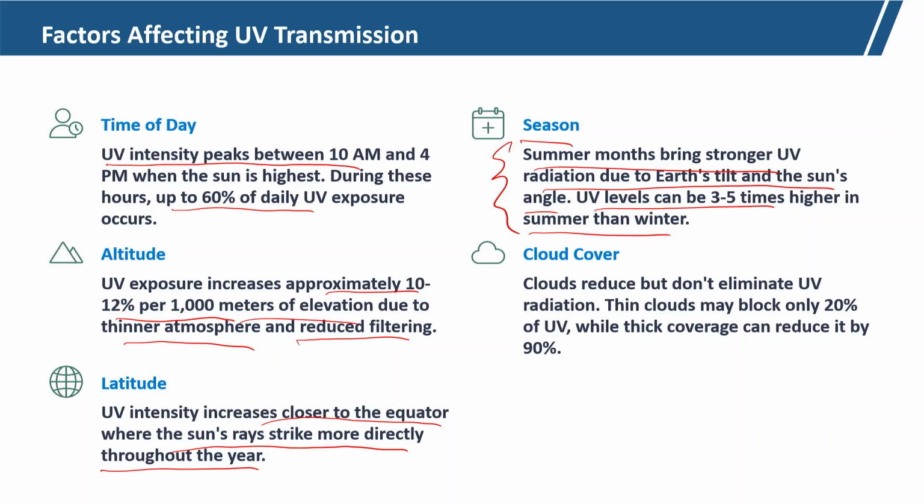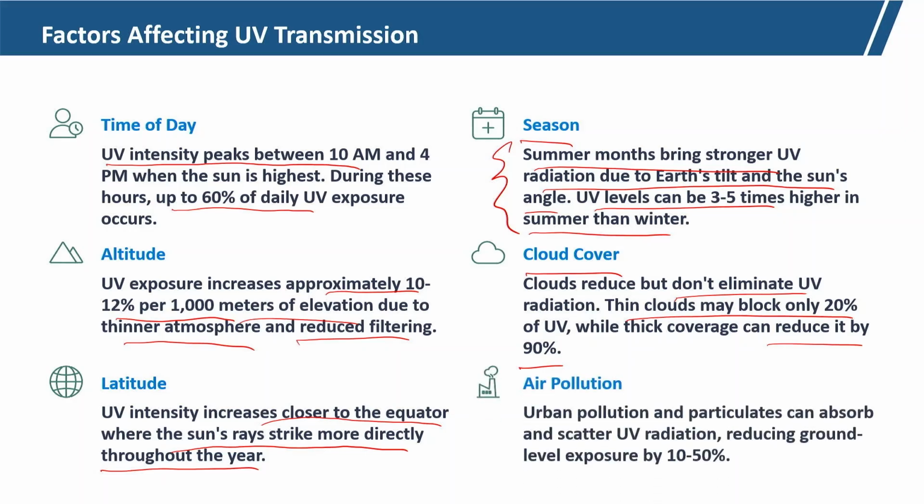So, it actually reduces the UV radiation, but UV will definitely penetrate through cloud. Thin cloud may block 20% of UV, whereas thick coverage reduces it by 90%. So, depending on the type and intensity of the cloud, the UV transmission changes. We should take care of all these aspects.